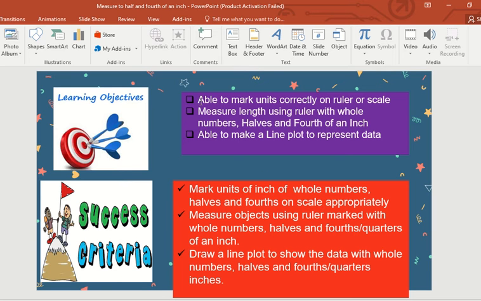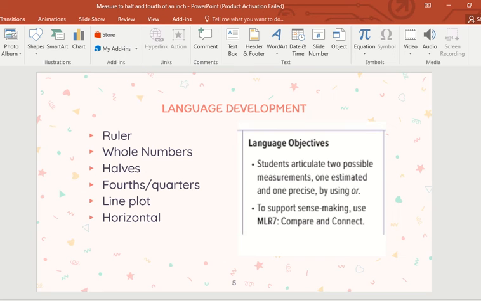By the end of this lesson, you should be able to mark the units on your ruler. Number two, you should be able to measure the length using your rulers with whole numbers, with halves and fourths of an inch. And you will be able to make a line plot. This is the next step. We'll not talk about the line plot right now, but you can see it is connected with the ruler. So in the end, we will discuss the success criteria. Did we achieve our work targets or not?